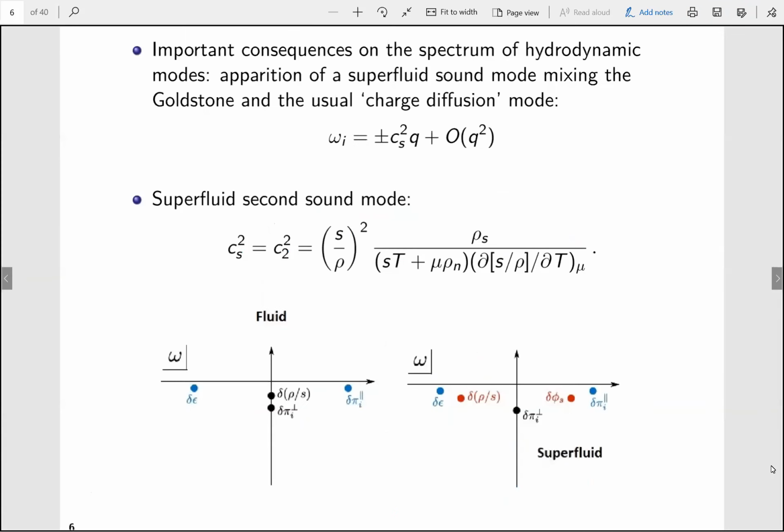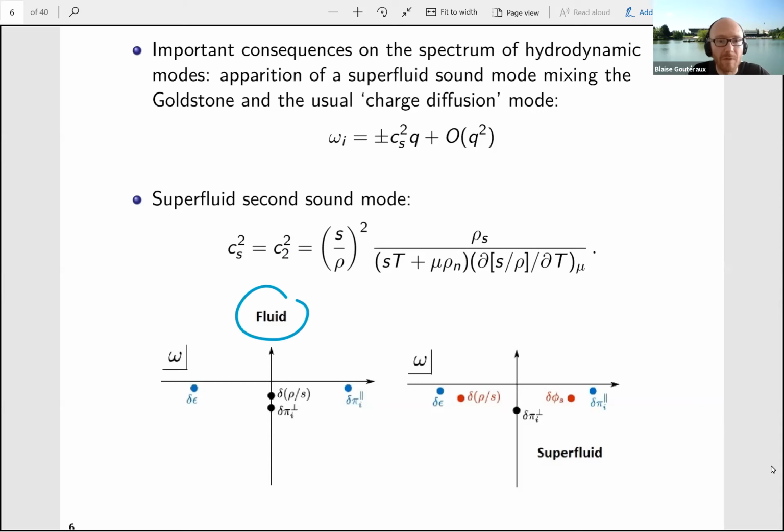Okay, so the coupling to the Goldstone mode has important consequences on the spectrum of hydro modes. Just for reference, I've put here what we have for an ordinary fluid. In an ordinary fluid, we would have two sound modes that describe fluctuations of energy and longitudinal momentum. Okay, yes, a sound mode, there shouldn't be a squared here, obviously.